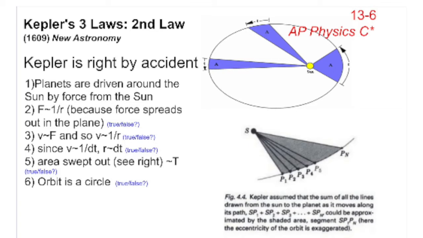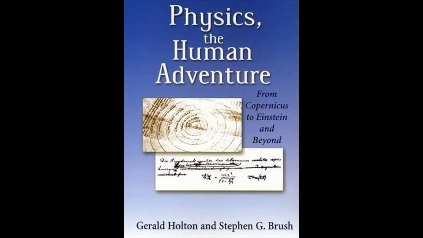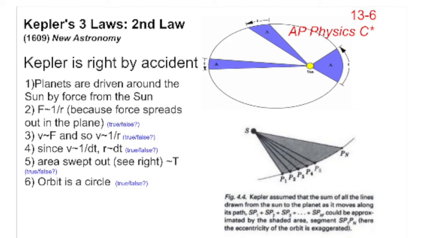So he assumed a couple of things, and my source on this is a book called Physics, the Human Adventure by Gerald Holton and Stephen Brush. Basically, he said, okay, planets are driven around the sun by a force from the sun. They have to get pushed forward.